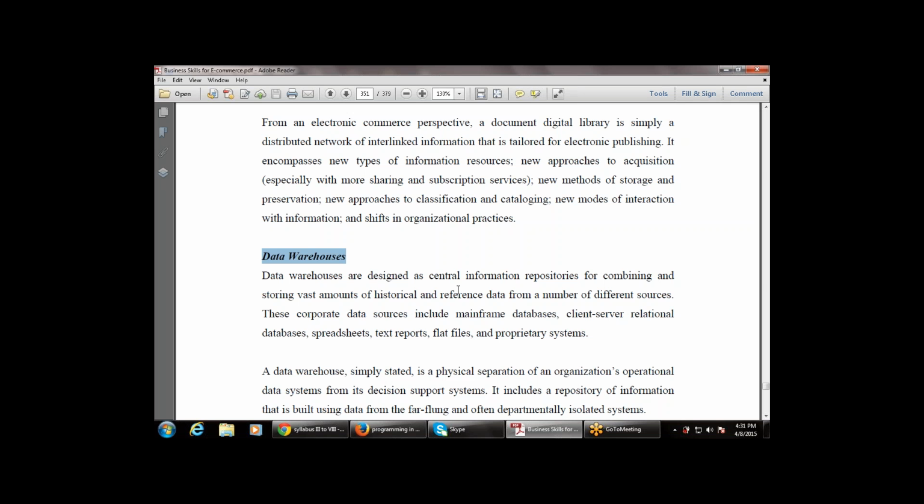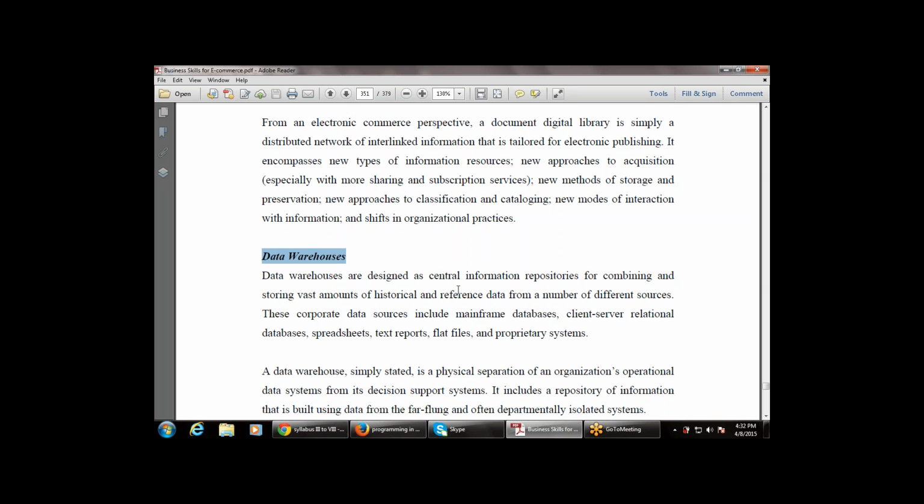What is a warehouse? It is just a collection of information. So data warehouses are designed as a central information repository, a database for combining and storing vast amounts, that is, a huge amount of historical and reference data from a number of different sources, that is, from a number of various sources.